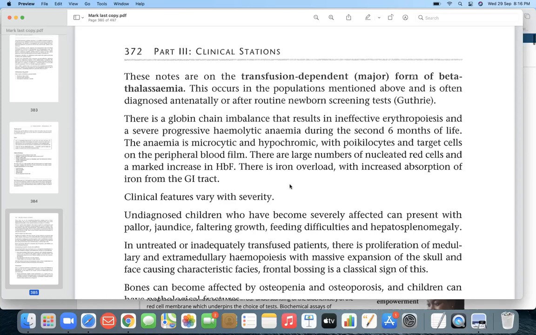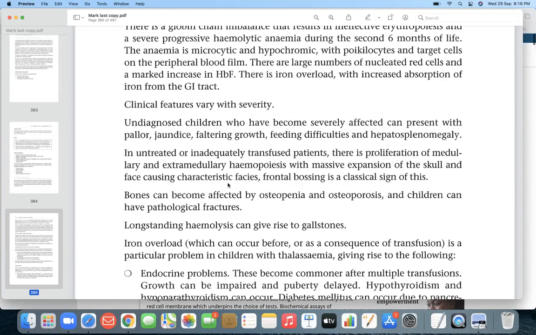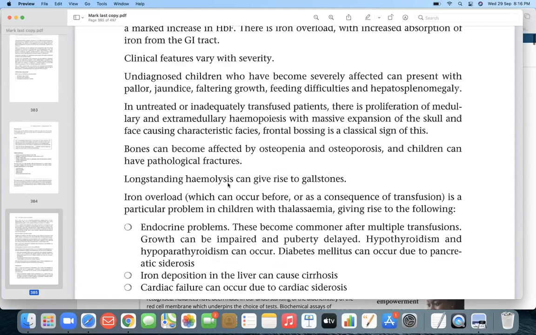Microcytic hypochromic, the same as iron deficiency anemia, so you have to differentiate here. But the peripheral film will also have poikilocytes, target cells, and also nucleated red blood cells. And if you do electrophoresis, there will also be an increase in HbF. There is iron overload with increased absorption of iron from the GI tract. So clinical features vary with severity.